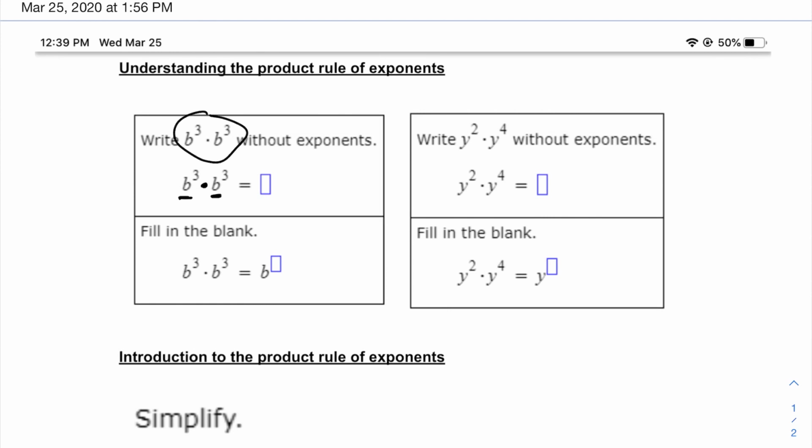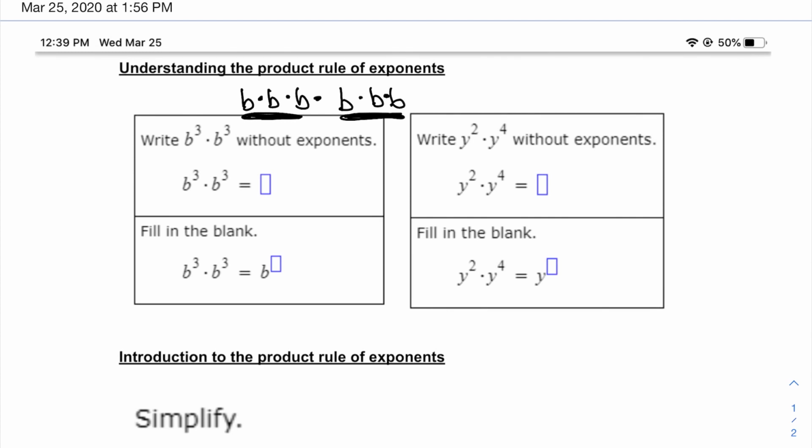Here's how I would think about doing this one. If it's b to the third times b to the third, if I were to expand that and write it out, I would have b times b times b. That would be like one of the b to the thirds. We're going to multiply that by b times b times b. That would be like your other b to the third.